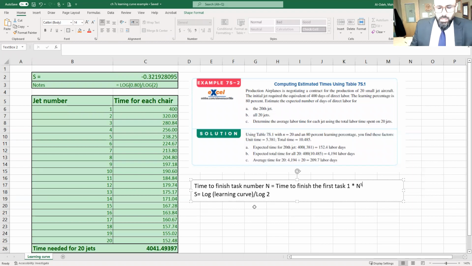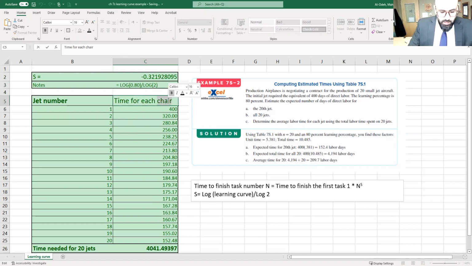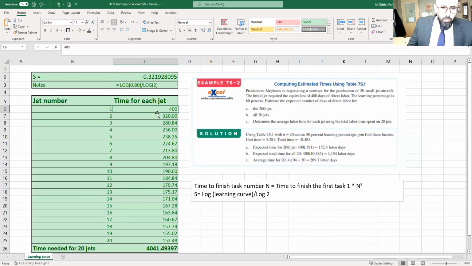So the first thing you want to do whenever you have a learning curve problem is to find what that s is. The s would be, again, the log of 0.8 divided by the log of 2, and that will give you negative 0.32. And so the times for each jet here: the first one is 400. This is given to you.